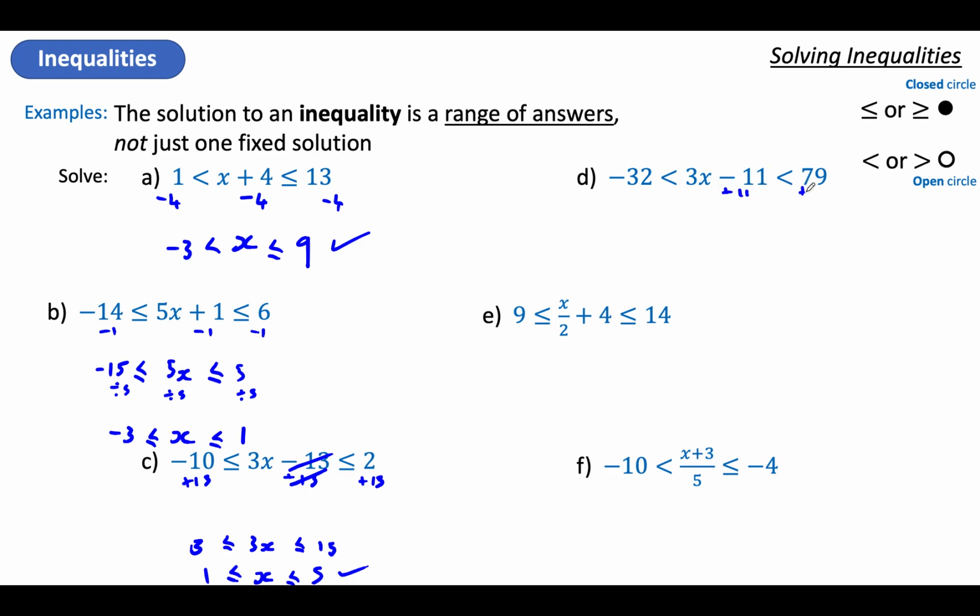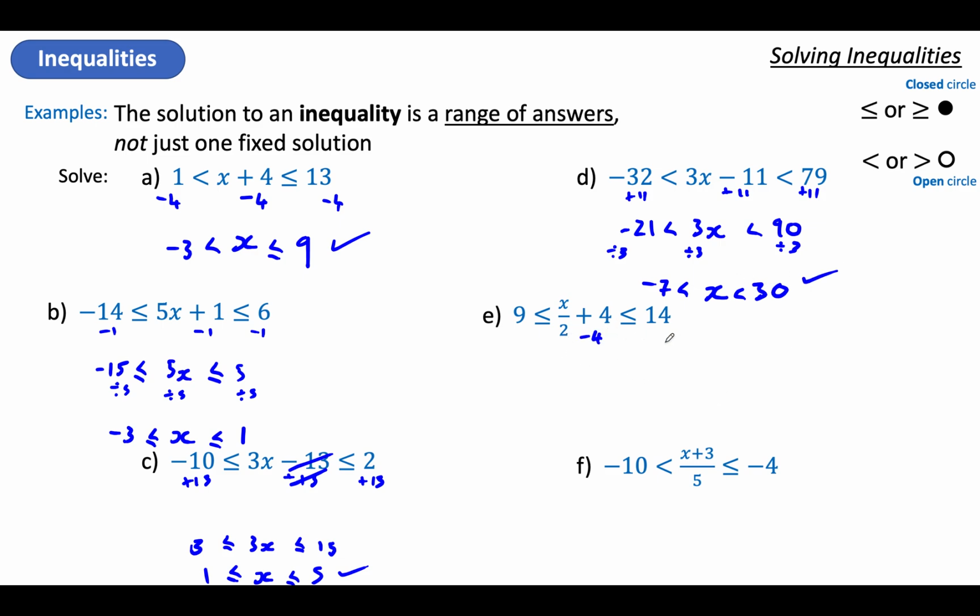D. Add 11 to all 3 parts of your inequality. So that goes back up to negative 21, which is less than 3x, which is less than 90. Oh, no, sorry, 90. Silly me. And then divide it by 3 to get negative 7 less than x, which is less than 30. X is bigger than negative 7, but less than 30.